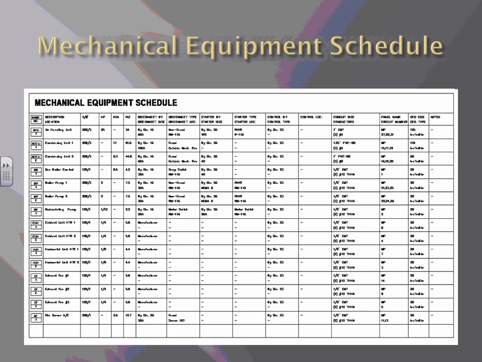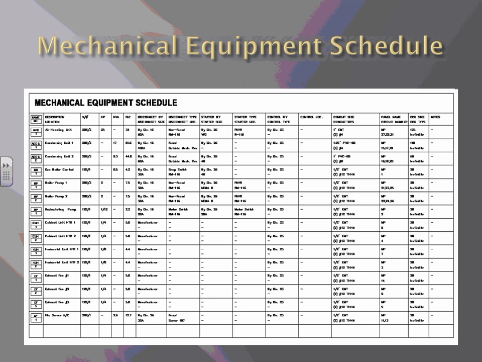Gas boiler control. Single-phase, 120 volt, full load current of 4.2 amps. That's from the main panel with two number 12s. Both the boiler pumps are the same. They're three-phase, 208 volt, full load current of 7.5 amps. And they're both fed from the main panel with three number 12s. The recirculating pump, single phase, 120 volt, 2.2 amps. Fed from the main panel with two number 12s.